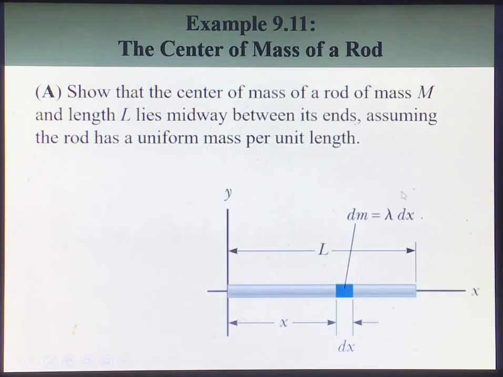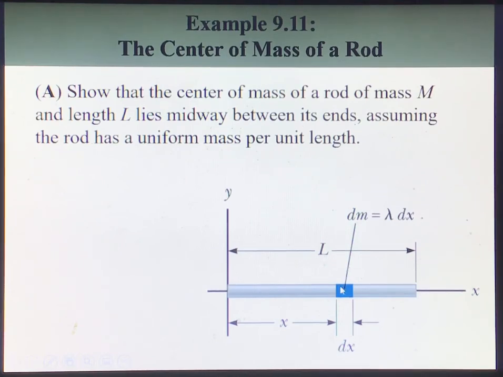All right. So now let's look at this final example here. So this is example number 9.11. So we're going to calculate the center of mass of a rod. So notice that because I have a rod, the mass is uniformly distributed here. So if I want to calculate the center of mass, then we need to use calculus to do that.